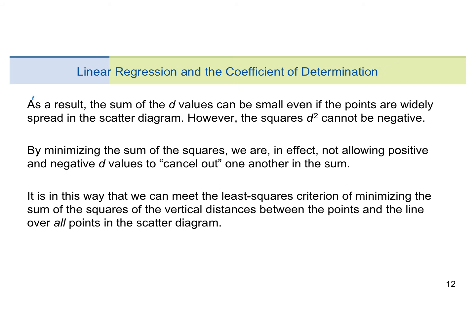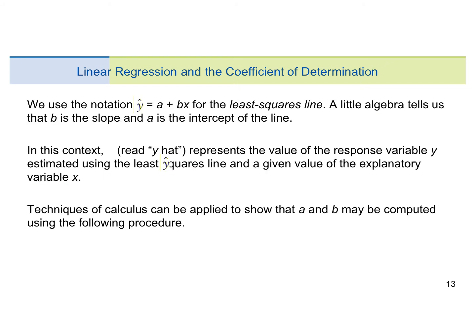I kind of explained here. As a result, the sum, that d value, can be small enough that the points are widely spread in the scatter diagram. However, the squares cannot be negative, and that's why we minimize using the squares. If we don't, the negative values and the positives will cancel out. So I guess that's why we're finding a least squares line.